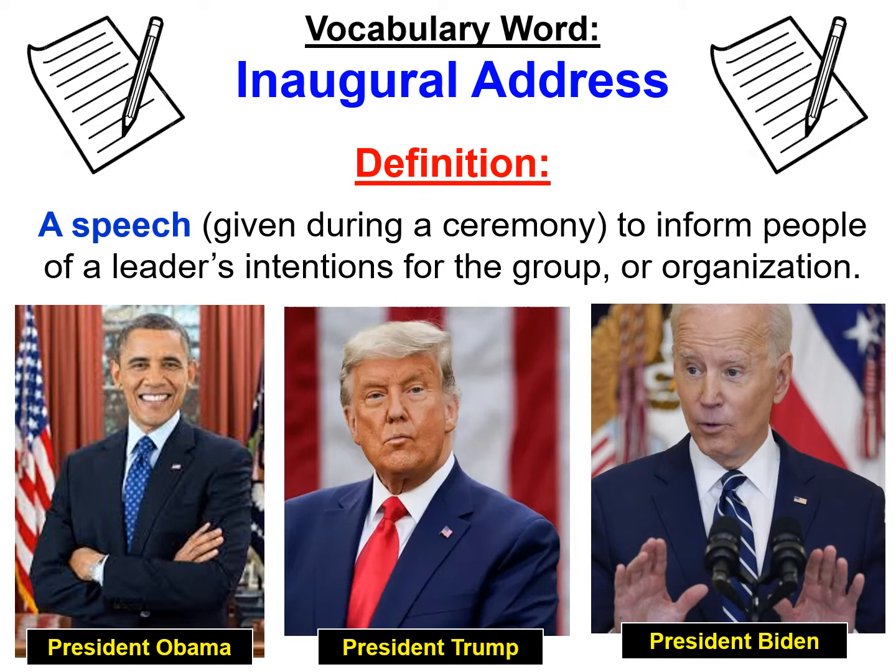All right. Inaugural address, that's another word that you'll need to know. It's a speech to inform people about a leader's intent for an organization or for a group. Every president gives an inaugural address, and that goes way back to President Thomas Jefferson's time. So it just means a speech. Every president gives an inaugural address when they are elected president and they're trying to tell the American people what's the plan.